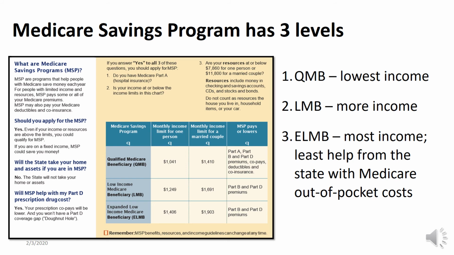So if you are LMB, low-income Medicare beneficiary, well, then you make too much money to get qualified as QMB, but you'll still get assistance from the state. You just won't get as much. And then if you get ELMB, expanded low-income Medicare beneficiary, well, you make more than even an LMB member makes, so you'll get less help because you make more income. Again, all of these will help pay for, and sometimes these things will be free, your Medicare premiums and other out-of-pocket costs.